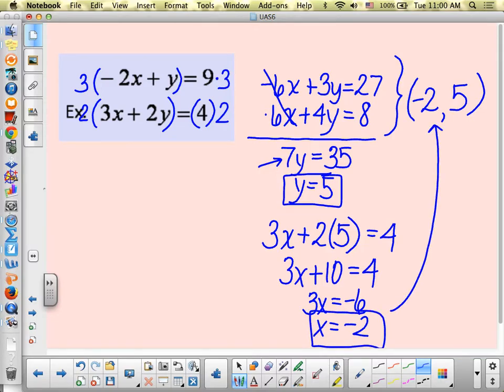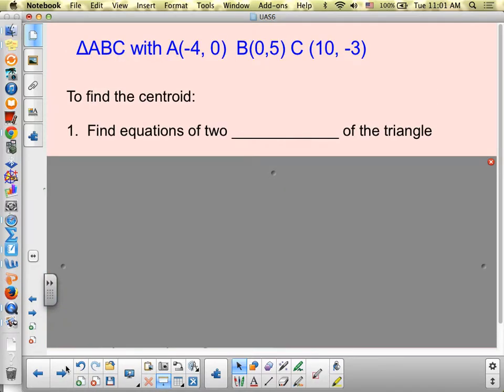Again, you could do that by substitution. I chose elimination just based on how the system was set up. So where are we going with this? We're going to be able to take your algebra skills and your geometry and put them together. So a triangle with its vertices given, to find something algebraically like the centroid. You've done parts of this before, so this is one new component to find the result algebraically.